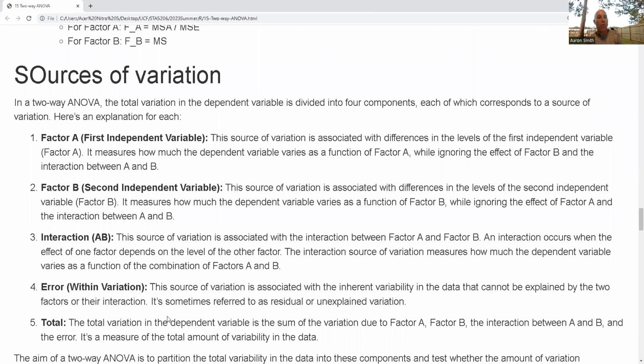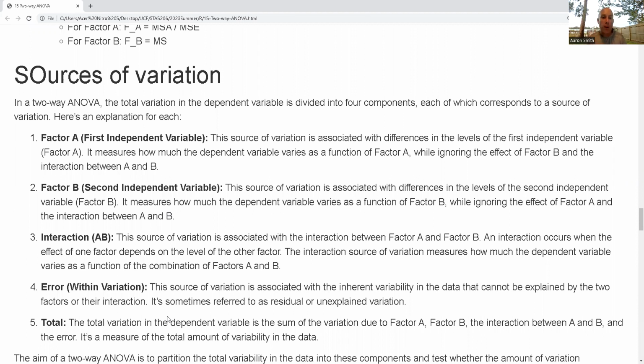All right, so let's go a little bit deeper into the sources of variation. In a two-way ANOVA, the total variation in the dependent variable is divided into 4 components, each of which corresponds to a source of variation. Here's an explanation for each.